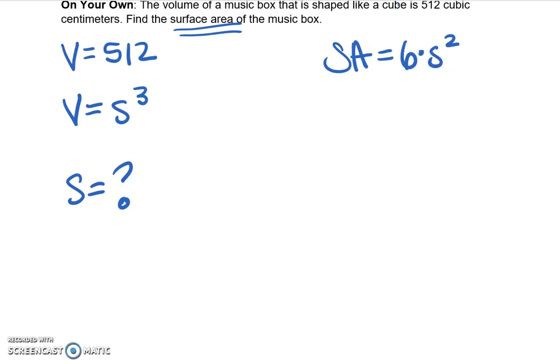And that is it for section 7.2, finding cube roots.